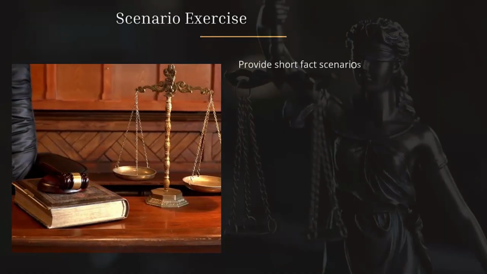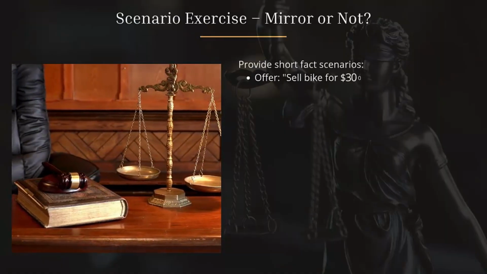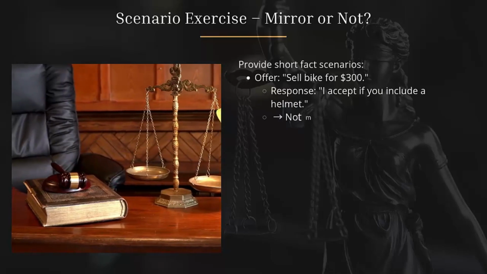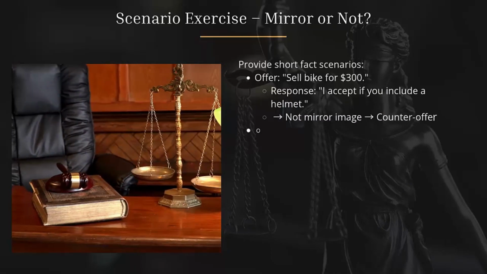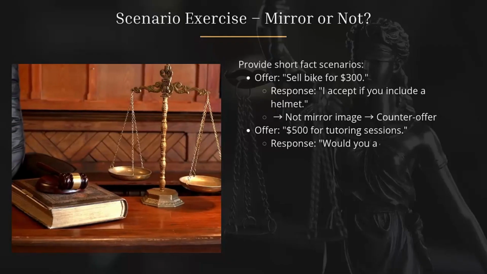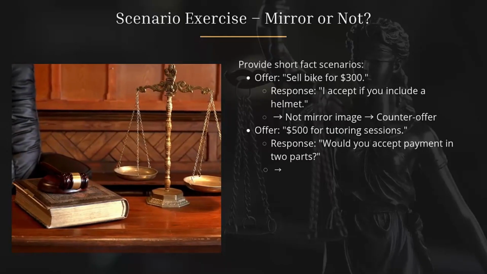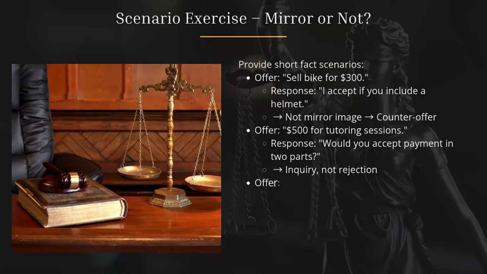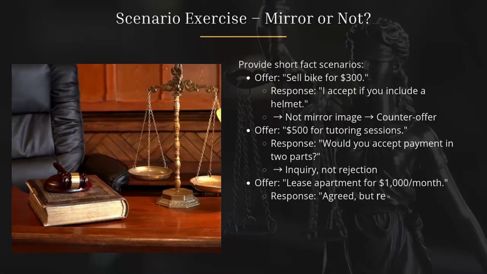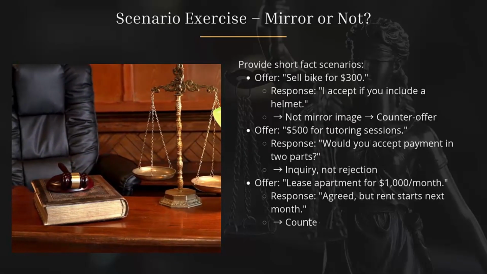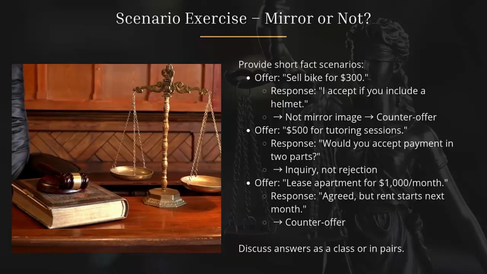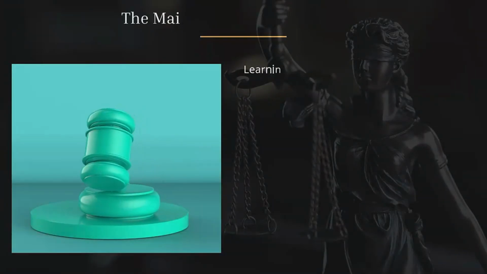Scenario exercise. Mirror or not. Provide short fact scenarios. Offer: sell bike for $300. Response: I accept if you include a helmet. Not mirror image, counteroffer. Offer: $500 for tutoring sessions. Response: would you accept payment in 2 parts? Inquiry, not rejection. Offer: lease apartment for $1,000 a month. Response: agreed, but rent starts next month. Counteroffer. Discuss answers as a class or in pairs.